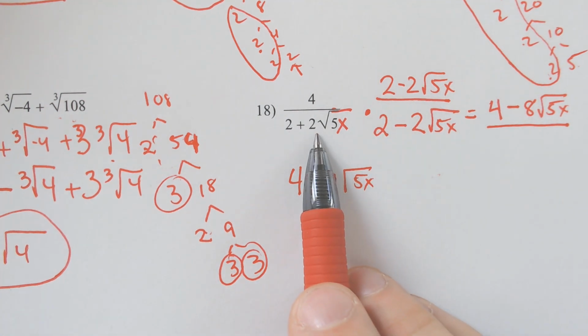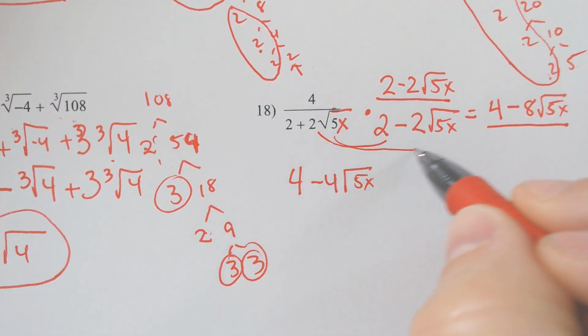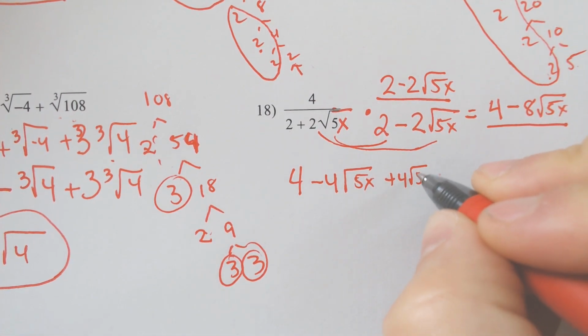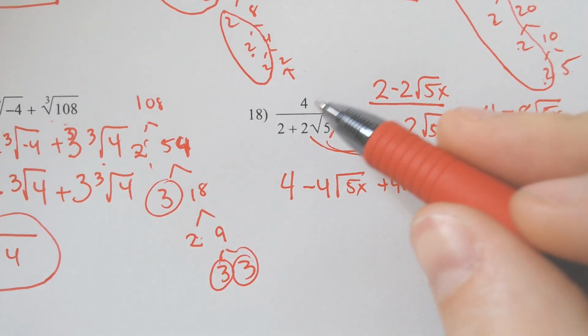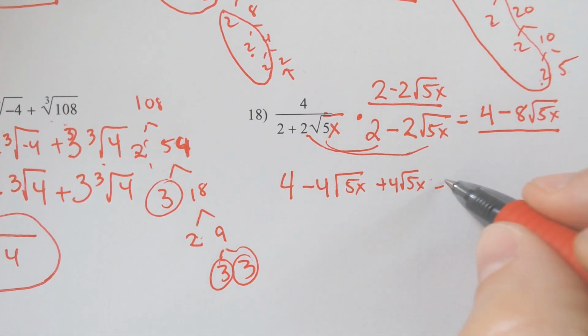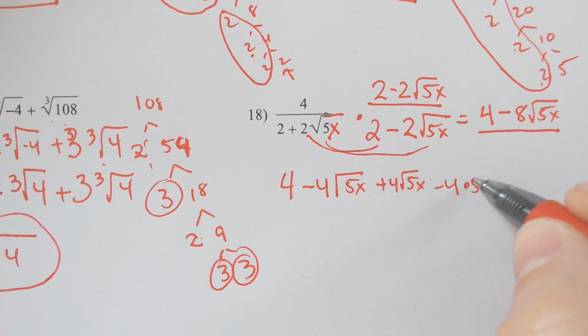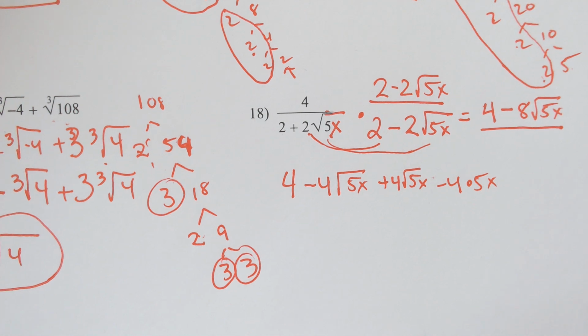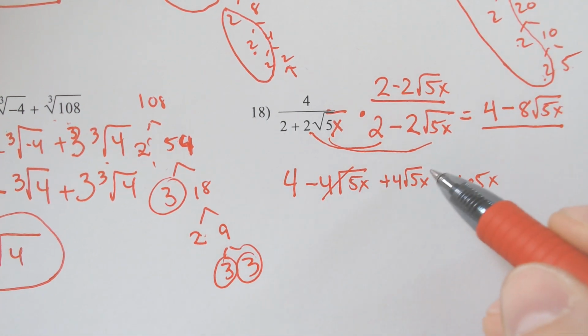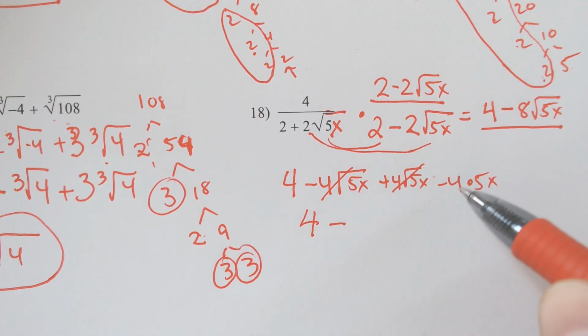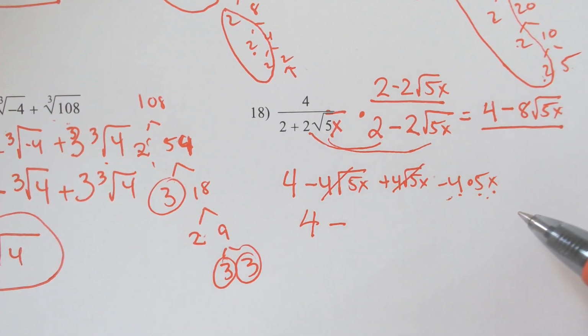Now I need to multiply the next part, thus 2 square root of 5x times 2 is 4 square root of 5x. And 2 times negative 2 is negative 4, and the square root of 5x times the square root of 5x is 5x. They cancel the square roots out when you do that. Middle part will cancel. We have 4 minus 4 times 5x. 4 times 5x is 20x. So we have 4 minus 20x.